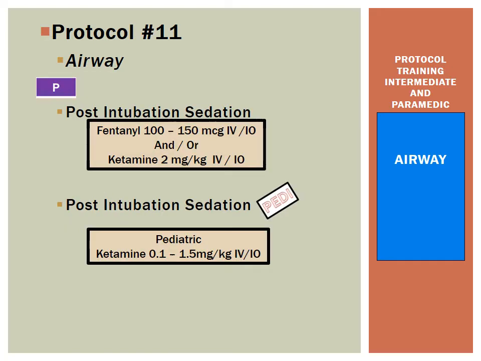Okay, paramedic level providers. Let's take a look at this post-intubation sedation. How we do this is we administer fentanyl at 100 to 150 micrograms, and this is not weight-based, IV or IO, and or administer ketamine, 2 milligrams per kilogram, IV or IO. Now that ketamine dose is the dissociative anesthetic dose. Your patient is already intubated.